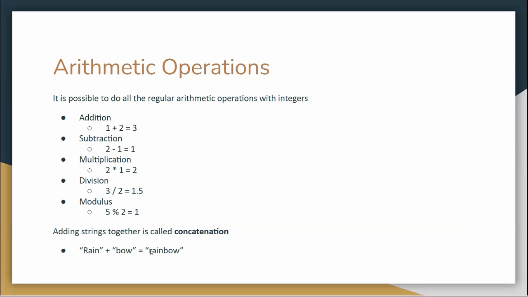So that's the 5 arithmetic operations for integers, and one thing that you could do for strings is called concatenation. Concatenation is basically just adding two strings together. So as you can see, if I put rain, which is a string, plus bow, which is another string, you can obviously add strings, not in the mathematical sense. It would just combine them together and make them one word.